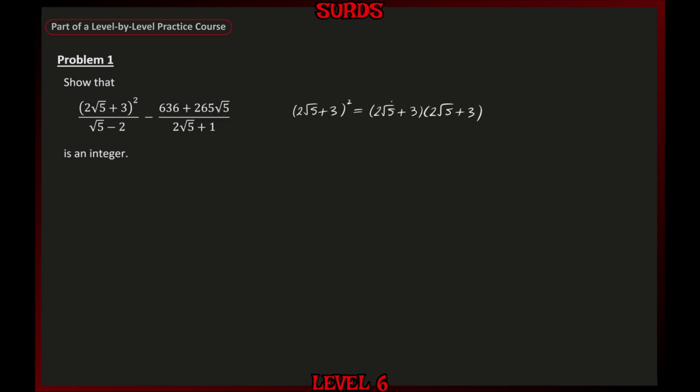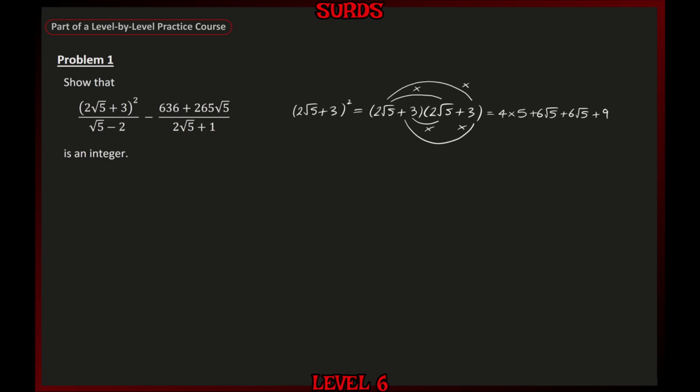So we're going to start by multiplying together 2 root 5 and 2 root 5. Well, 2 times 2 is 4, and root 5 times root 5 is just 5. So we have 4 times 5. 2 root 5 multiplied by 3 becomes plus 6 root 5. 3 times 2 root 5 becomes again plus 6 root 5. And 3 multiplied by 3 gives us plus 9.